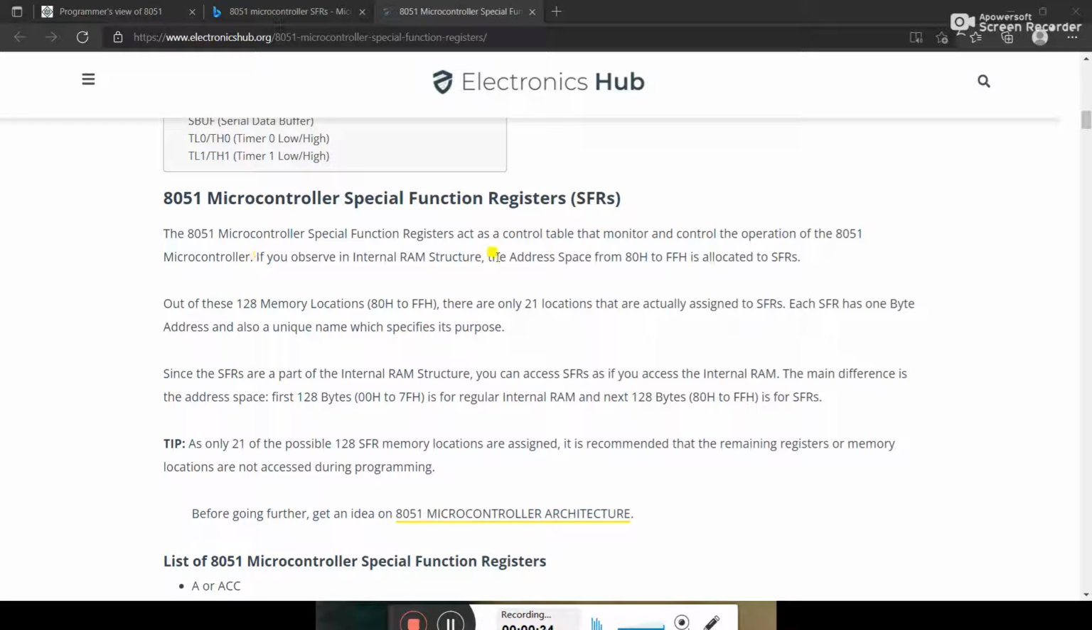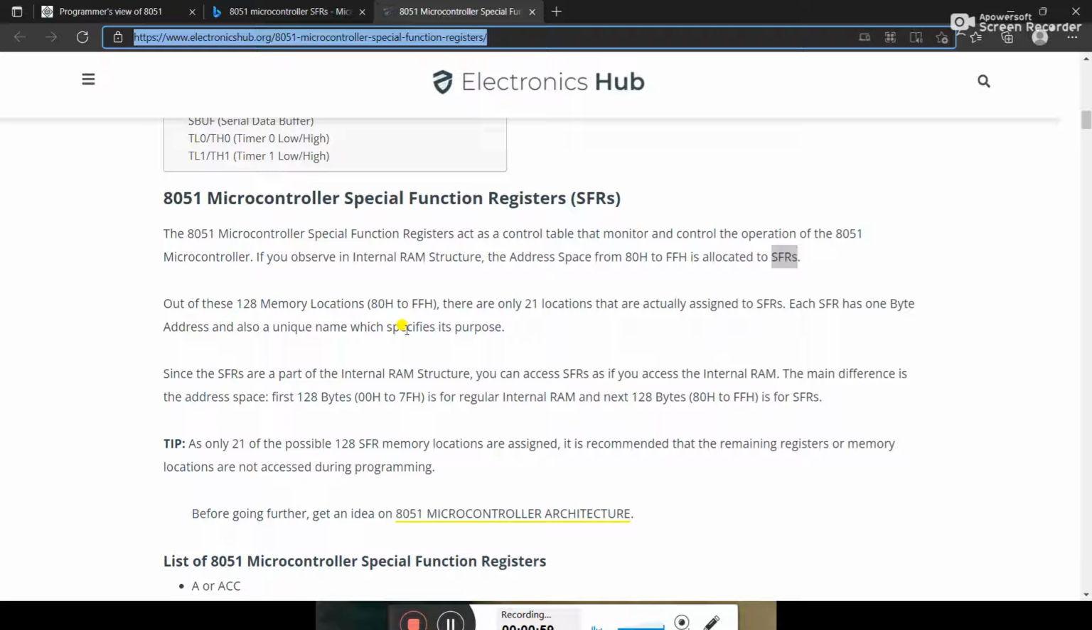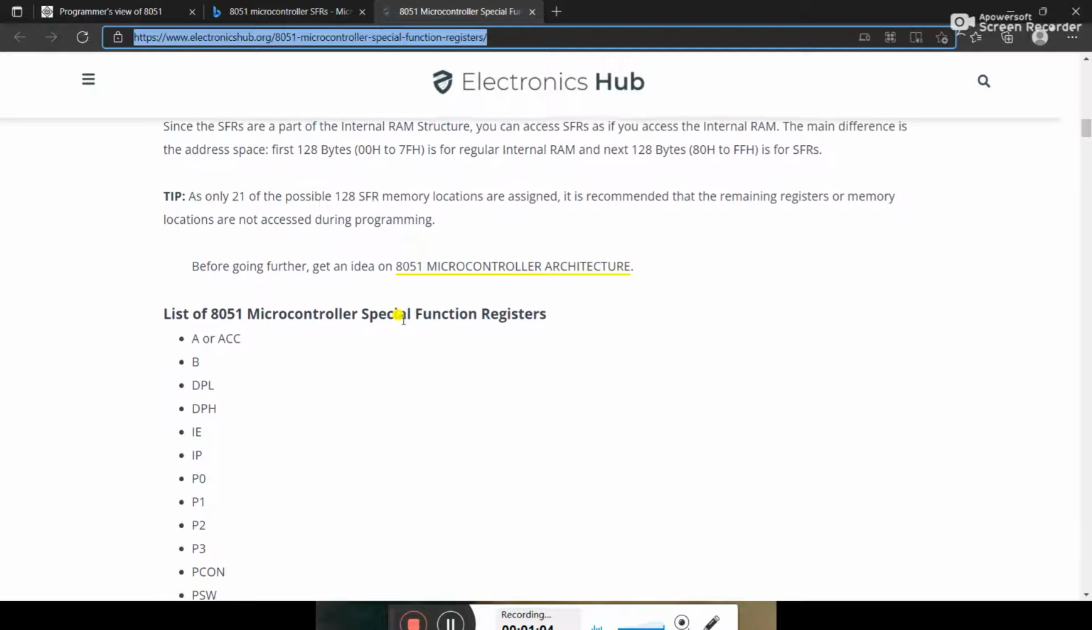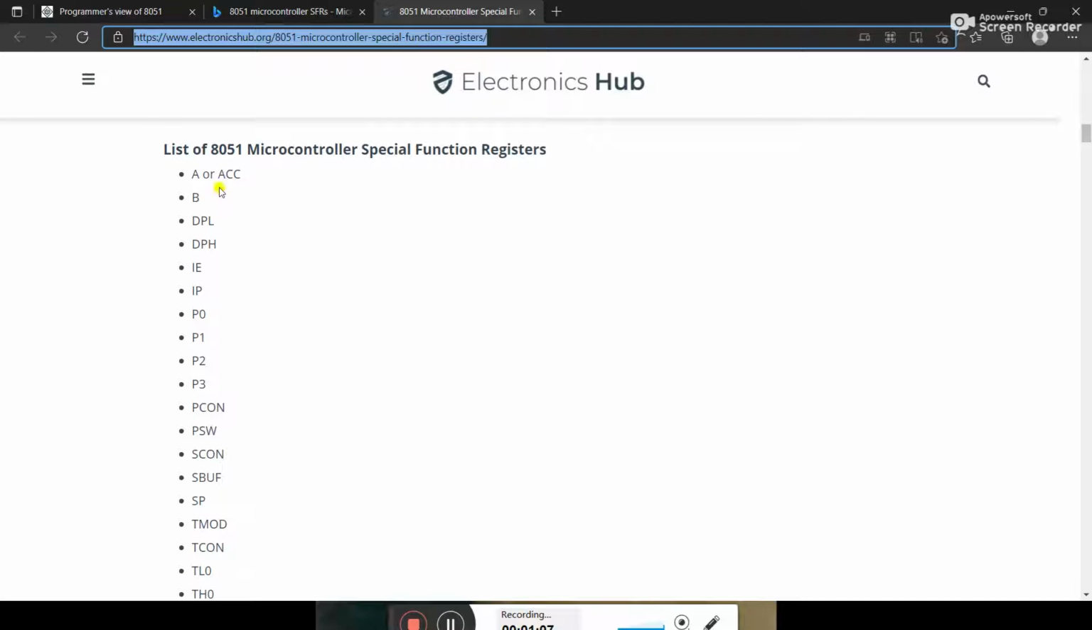If you observe the internal RAM structure, the address space 80H to FFH, as I told you in my last lecture, is allocated for the SFRs. In your Mazidi book, the information about the SFRs of the 8051 microcontroller is already available. There is also a link for the special function registers. You can see this link and find the data about them. Some special function registers are available over there, and they are as follows.